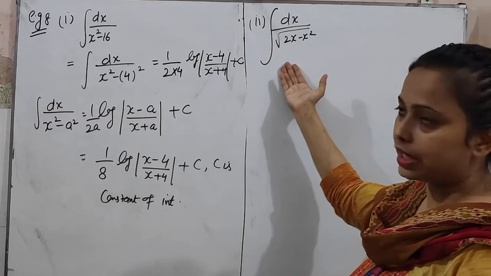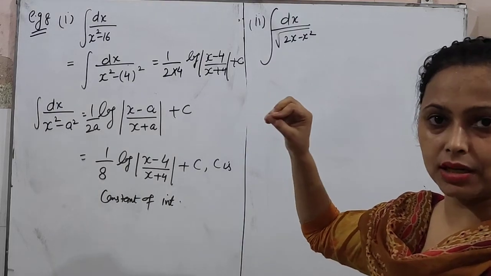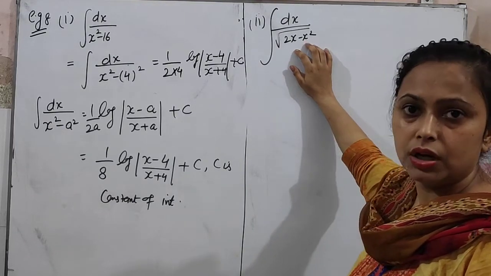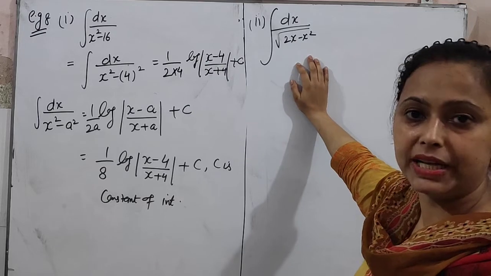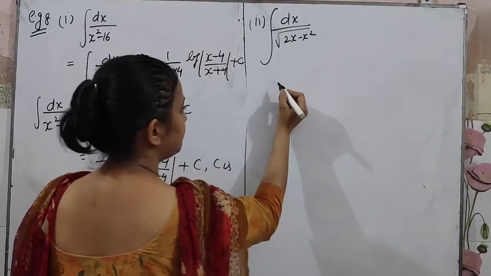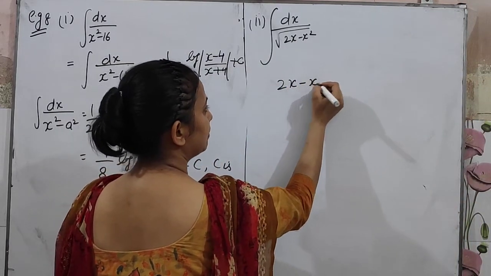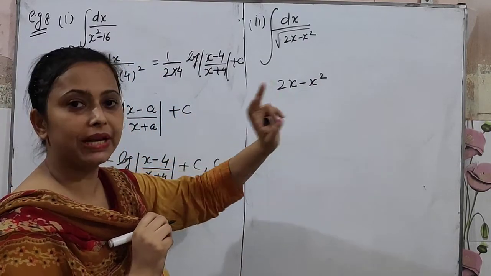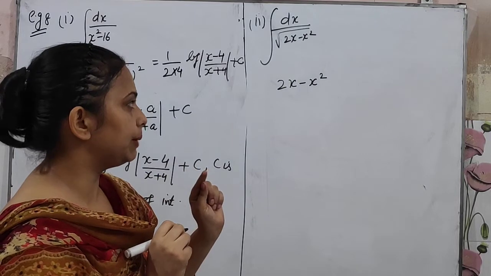It is not of the type x square minus a square. Here we will do this question by the completing square method. Students, see what the completing square method is. This is a quadratic expression, but it is not a complete square. We have to make it a complete square.